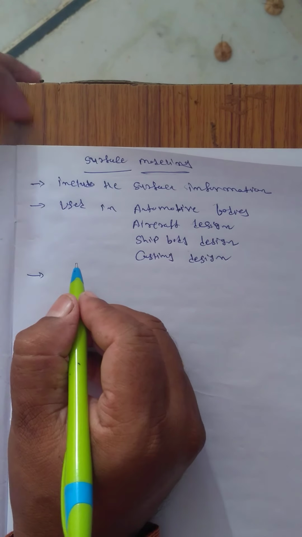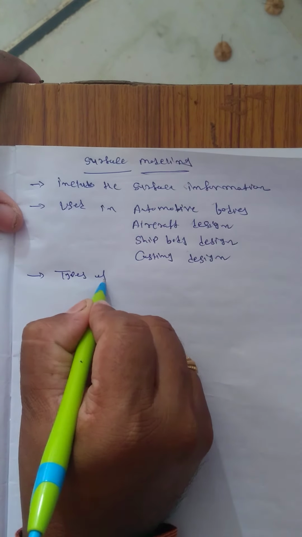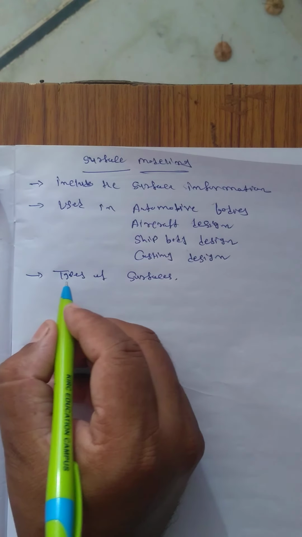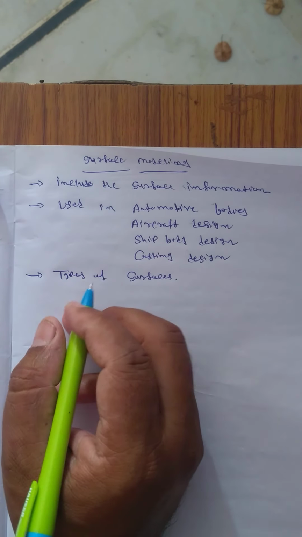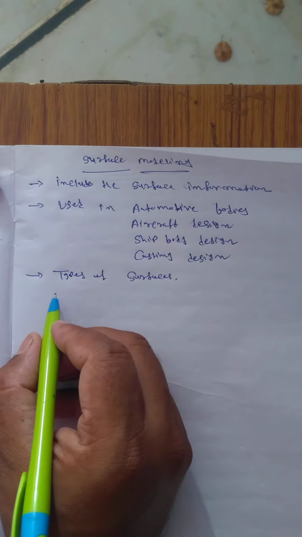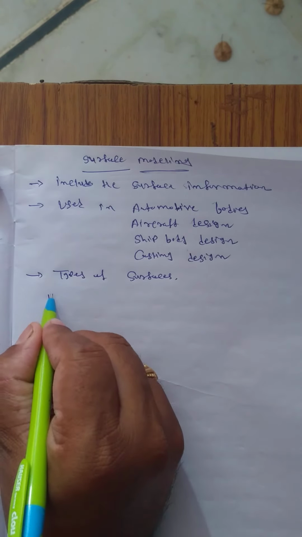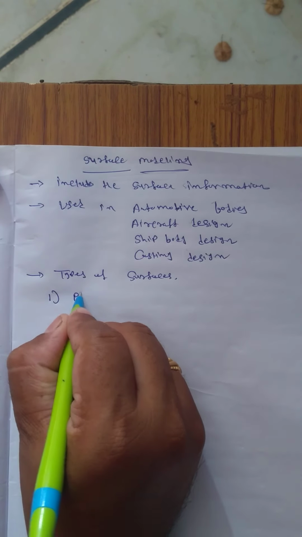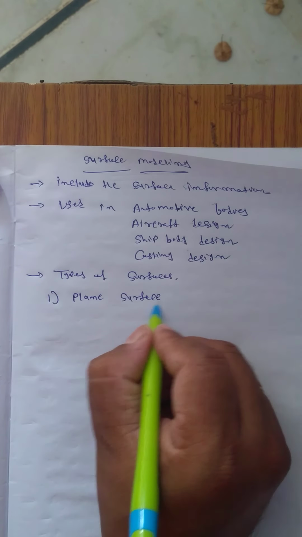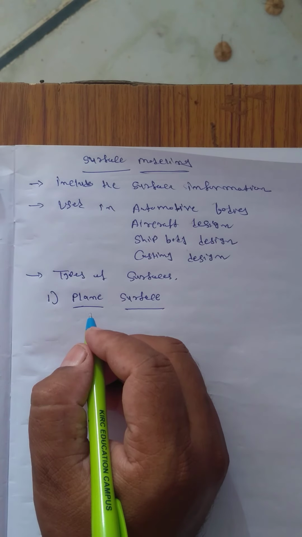There are two types of surfaces: analytical surface and synthetic surface. An analytical surface is created by some analytical equation. First I will start with some different types of surfaces. The first surface is called the plane surface. What is the plane surface? The plane surface is generated by three non-coinciding points.